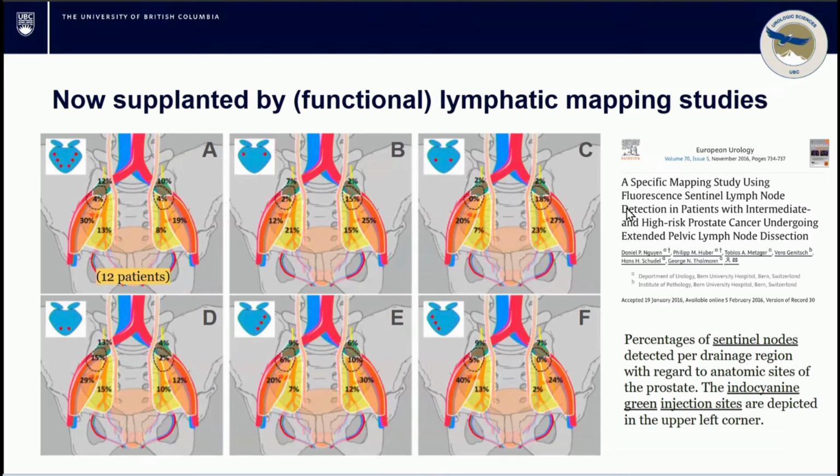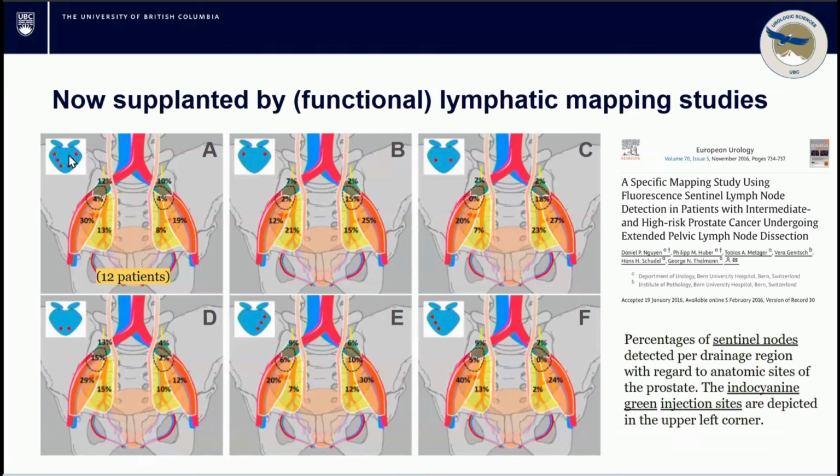And this is a really cool figure on the screen. In the top left of each subplot, you see where they injected the dye. So that's a schematic of where they injected the dye. And inside the surgery, then they used a near-infrared probe to detect the fluorescence from the ICG dye. And then regardless of what they saw, they conducted an extended pelvic lymph node dissection.